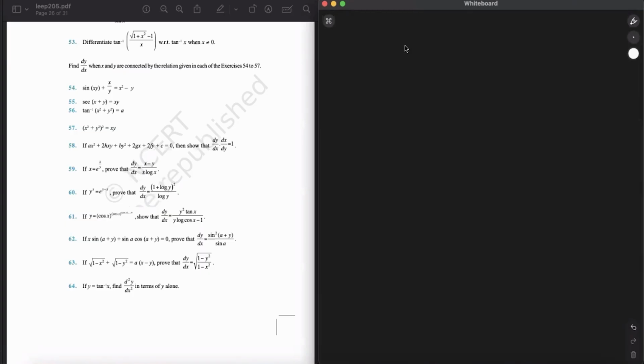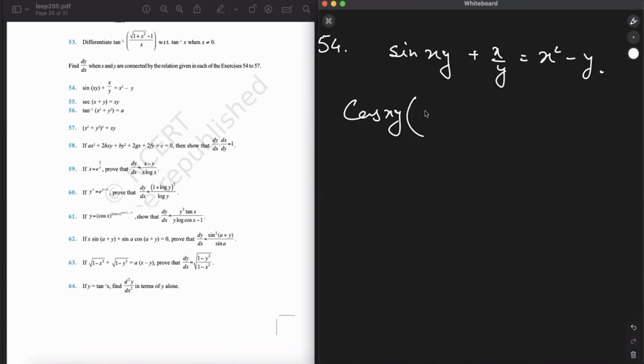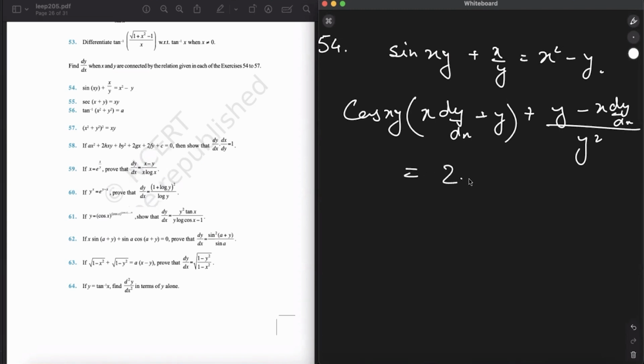Okay, so moving forward, question number 54. Sin xy equal to x square minus y. ठीक है. तो अगर हम लोग ऐसे ही डिफरेंशिएट इसको कर दें, cos xy, एक बार x कांस्टेंट रहेगा तो फिर x dy बाय dx प्लस y प्लस यहाँ पे बेस में आ जाएगा y स्क्वायर, y माइनस x कांस्टेंट, माइनस x dy बाय dx, और दिस इज इक्वल्स टू 2x माइनस dy बाय dx. ये पूरा टर्म तैयार हो गया है.